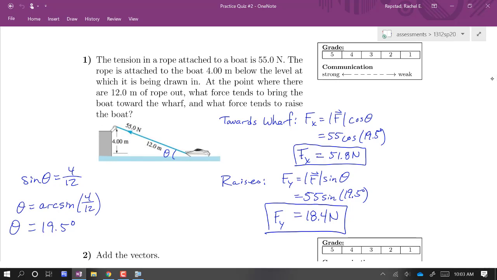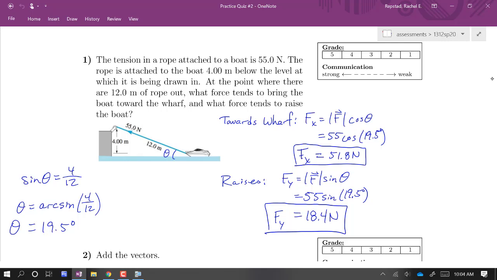So here's an application problem. Here's our force or tension vector of 55 newtons. Tension is a force, I guess. 55 newtons along that rope that's pulling in the boat. And we want what force tends to bring the boat toward the wharf and what force tends to raise the boat. So toward the wharf is the x component, and what force tends to raise the boat is the y component. What we're missing is the angle.